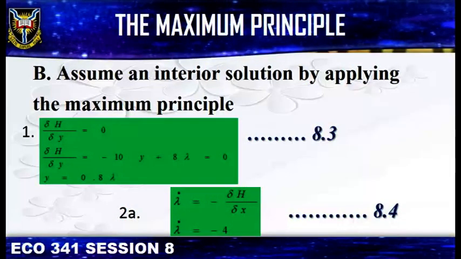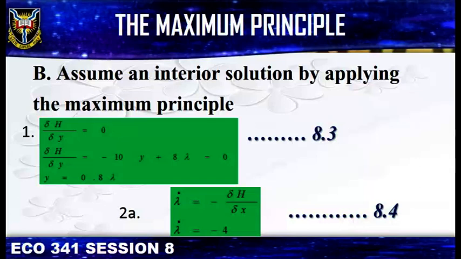B. Assume an interior solution by applying the maximum principle. dH/dy equals 0. 1. dH/dy equals minus 10y plus 8 lambda equals 0. Equation 8.3. y equals 0.8 lambda.